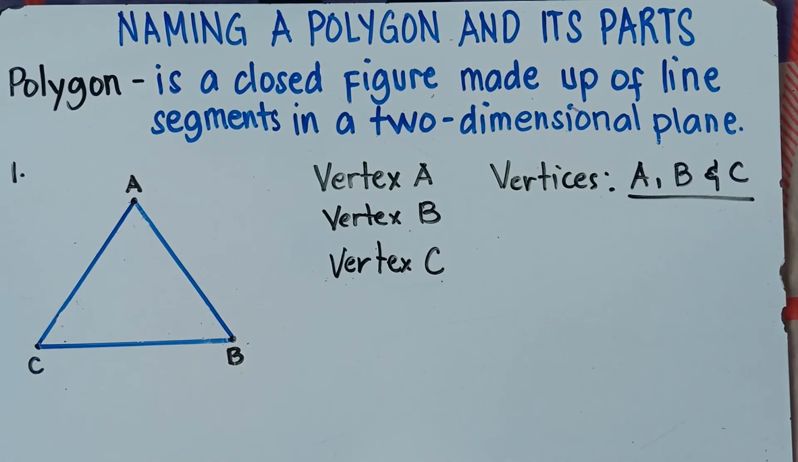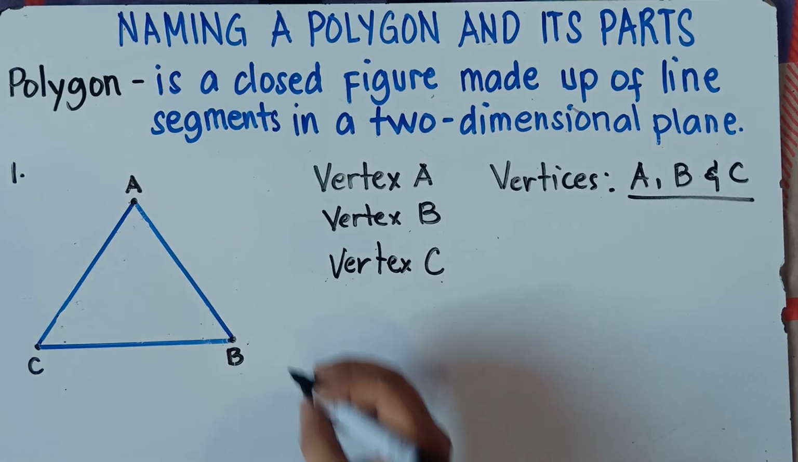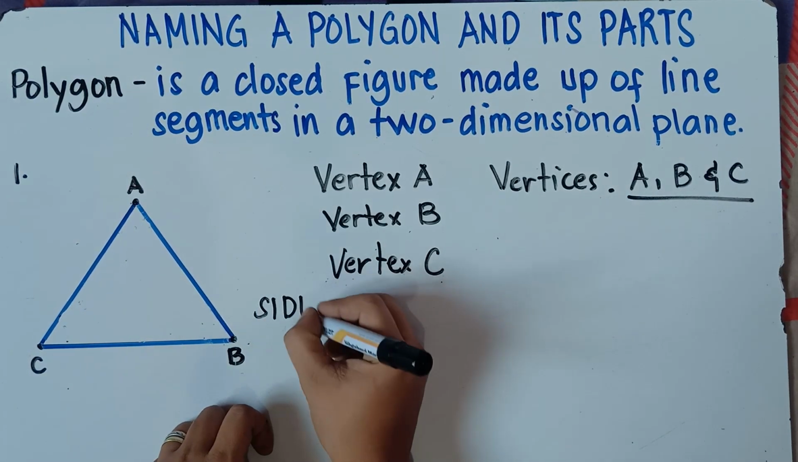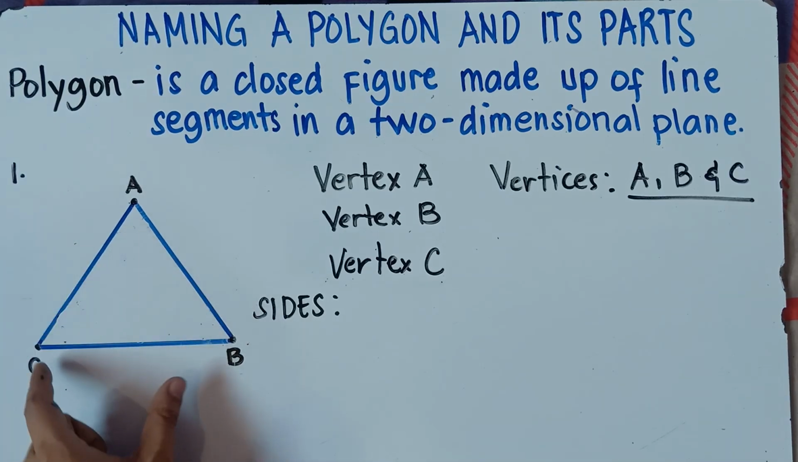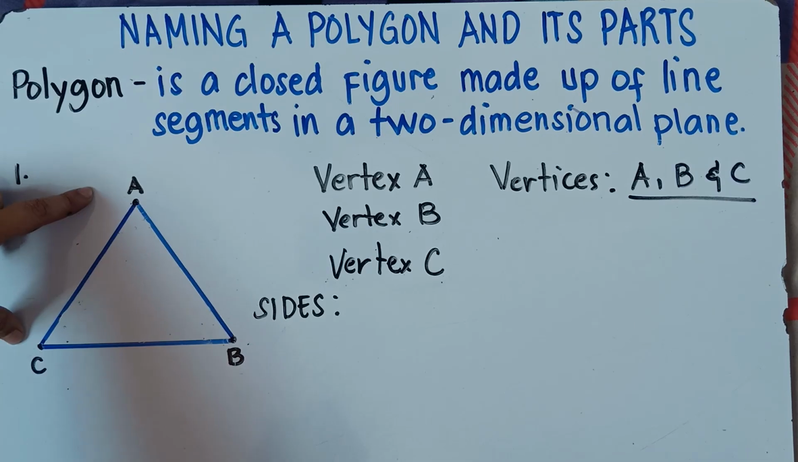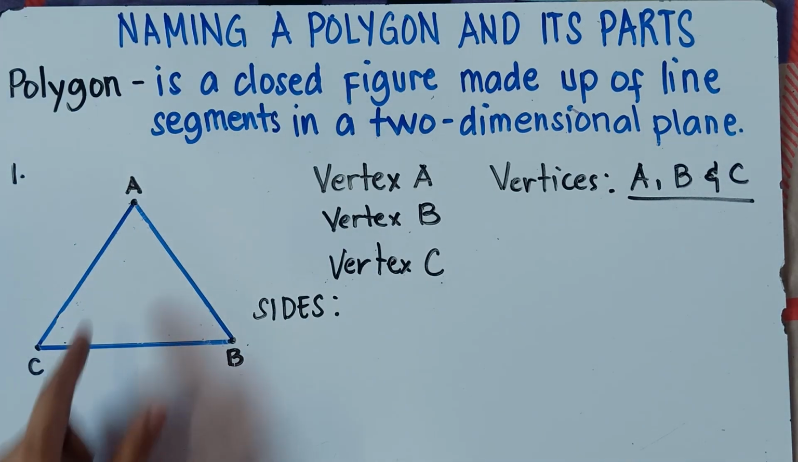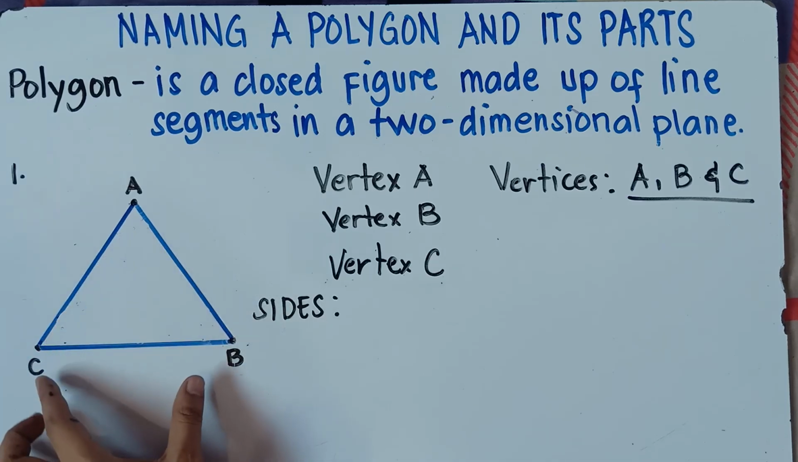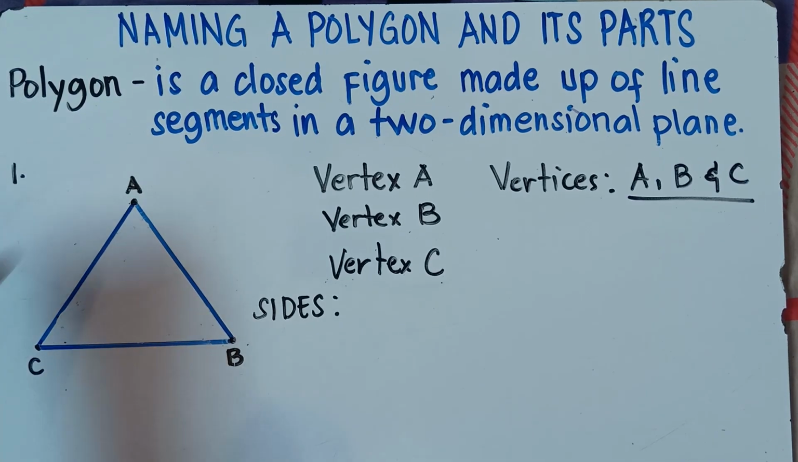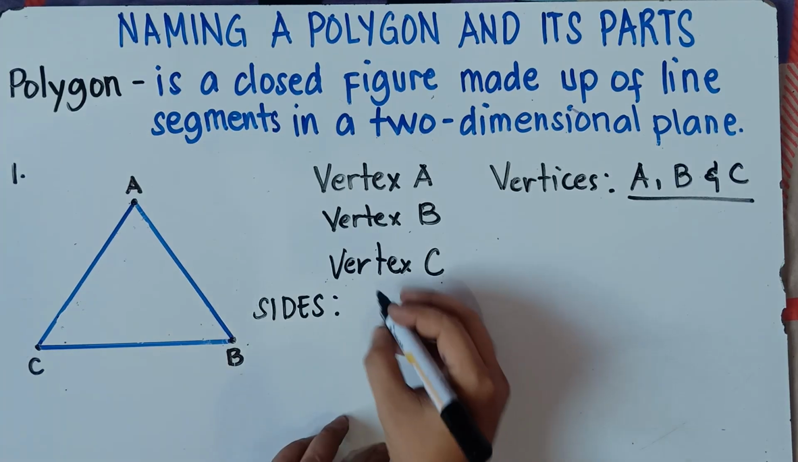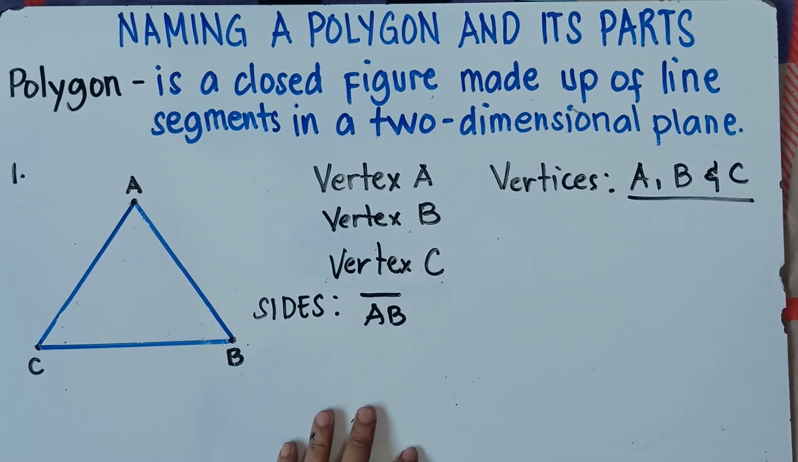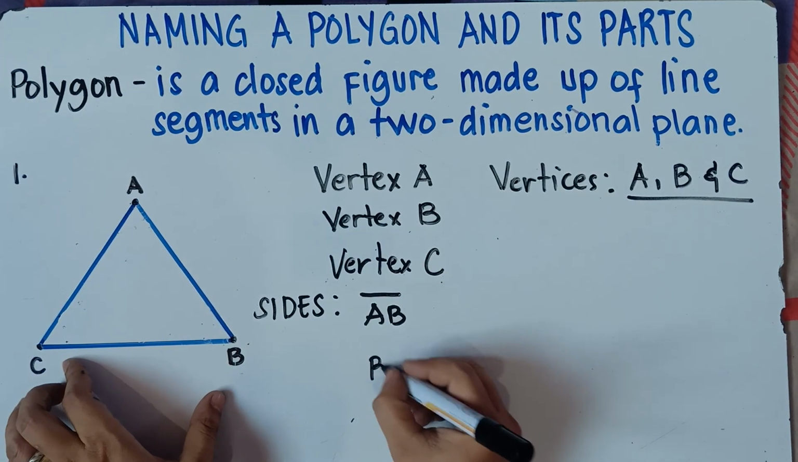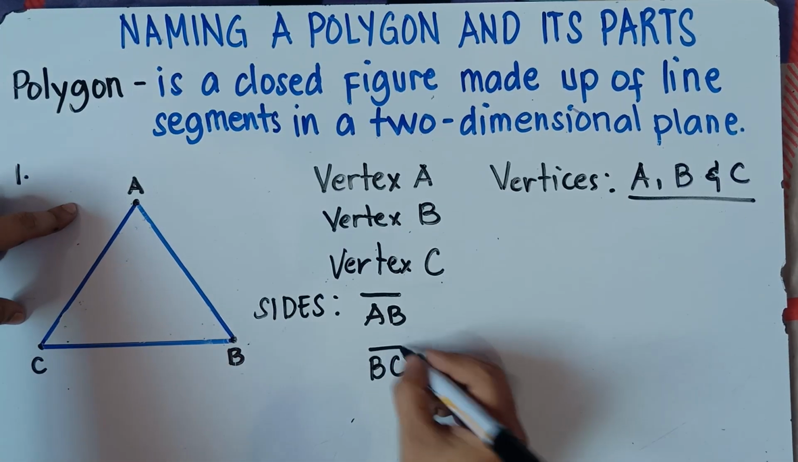Now the second part of a polygon is what we call the sides. In this given triangle, we have 3 sides. We have side AB, side BC, side AC, or we can also call these line segment AB, line segment BC, and line segment AC. Once again, we can do this marking for a line segment: line segment AB, then line segment BC, and then line segment AC.